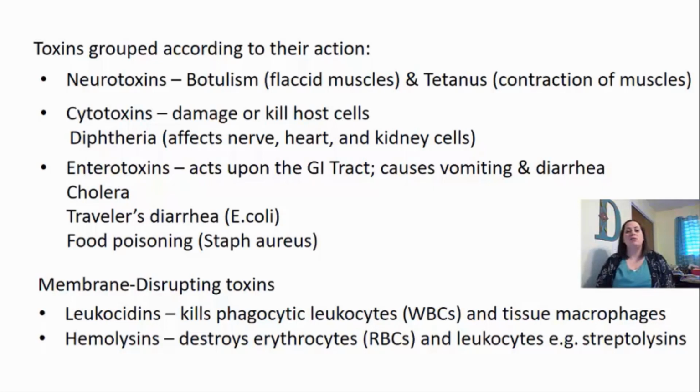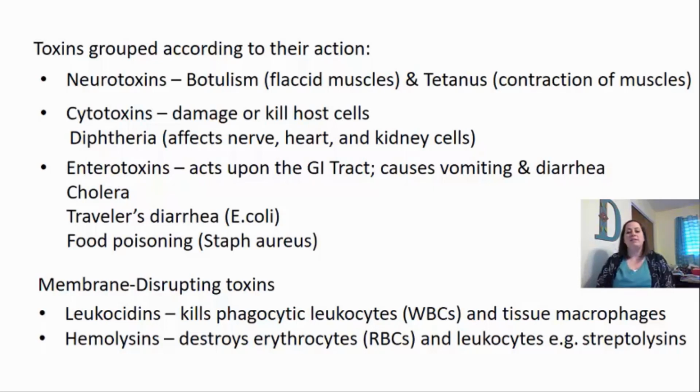We also have enterotoxins. These act upon the GI tract. They can cause vomiting and diarrhea. Examples of these are cholera, traveler's diarrhea, which is ultimately caused a lot of times by E. coli, and some types of food poisoning. There are also some membrane disrupting toxins. We have the leukocidins. These kill phagocytic leukocytes or white blood cells, and they also kill tissue macrophages. These are going to be very important factors of your immune system that they're taking out.